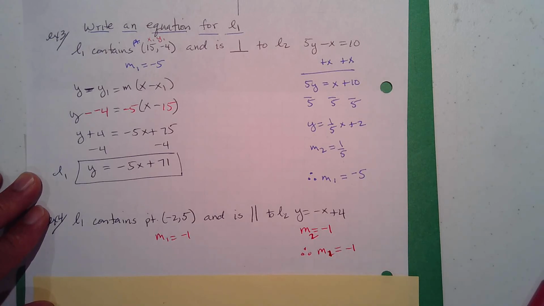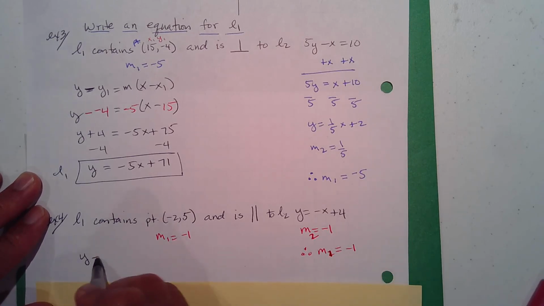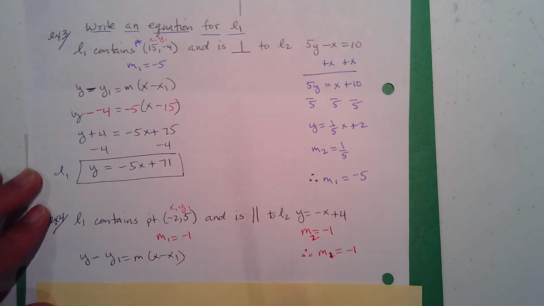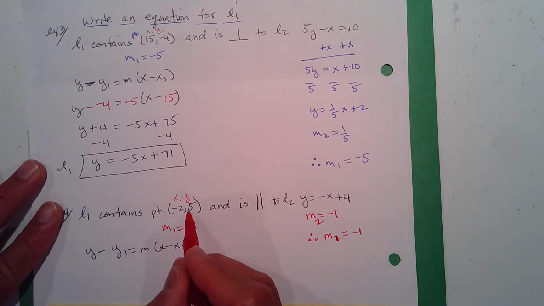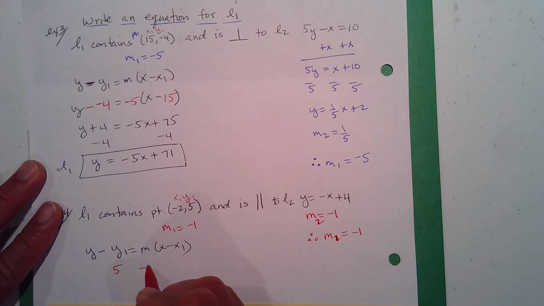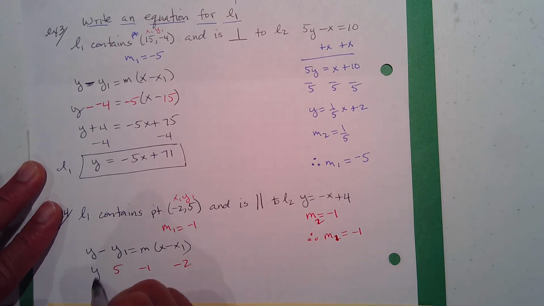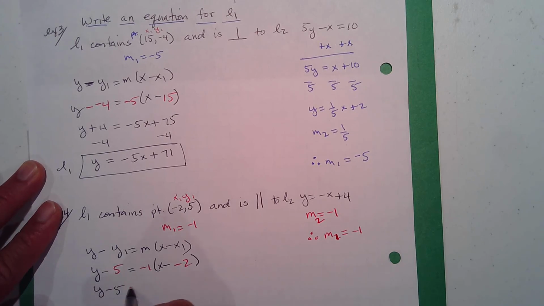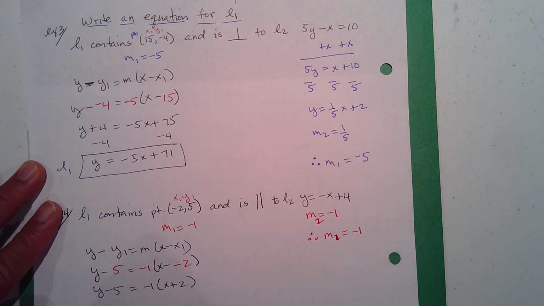Okay, so now let's put it in point-slope form. Y minus y1 equals m times x minus x1. Here is your x1, y1. Let's substitute everything. That's 5, that's negative 1, and that's negative 2. Use the formula. So y minus 5 equals negative 1 times x plus 2.